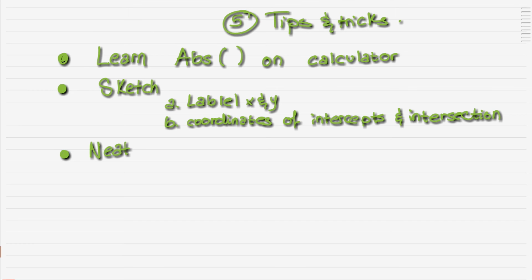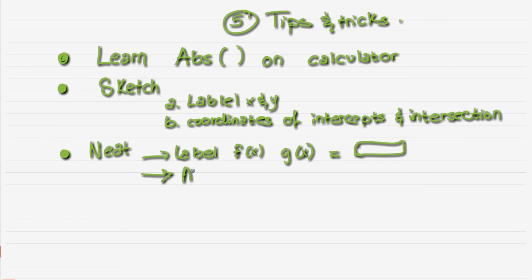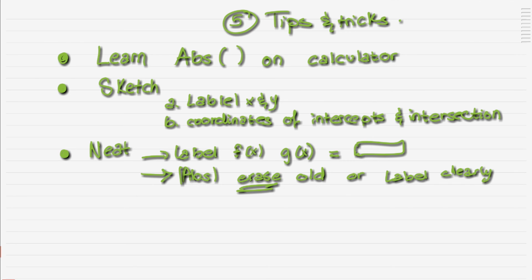Third of all, I need you to be very neat, always. Your examiner needs to know which curve you're talking about. So label your curves. If one is f of x, one is g of x, one is h of x, use pencil once, use pen once, and always label what the curve is, or just tell us the equation of that curve. When you're doing the absolute graphs and you need to erase the old one, you erase the old or label clearly. Just be very neat and very clear, in order for your examiner to know exactly what you're talking about.